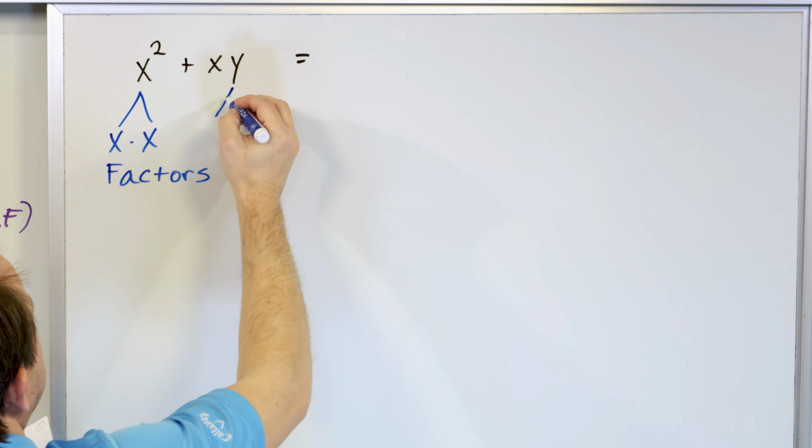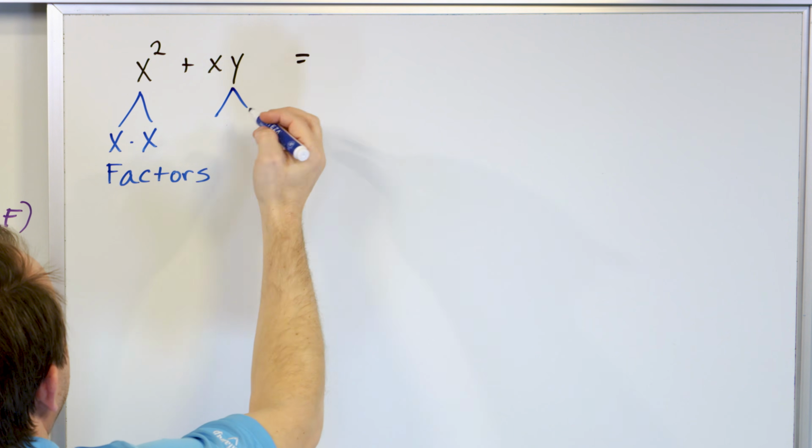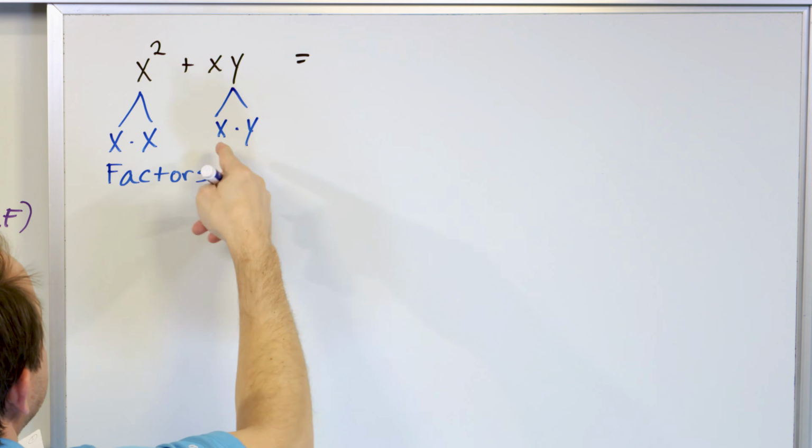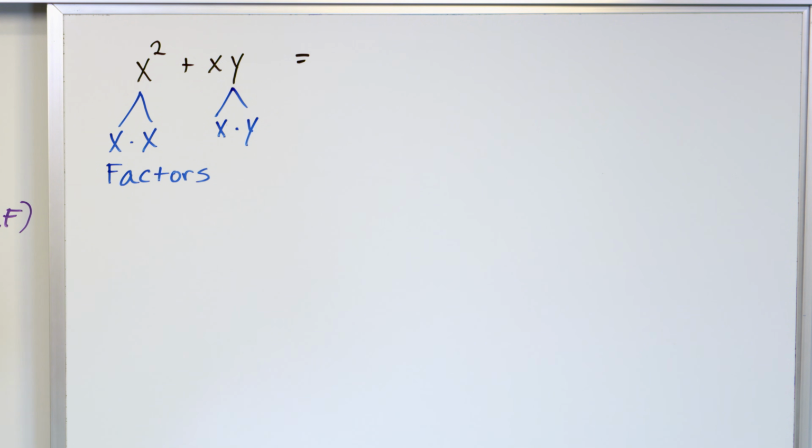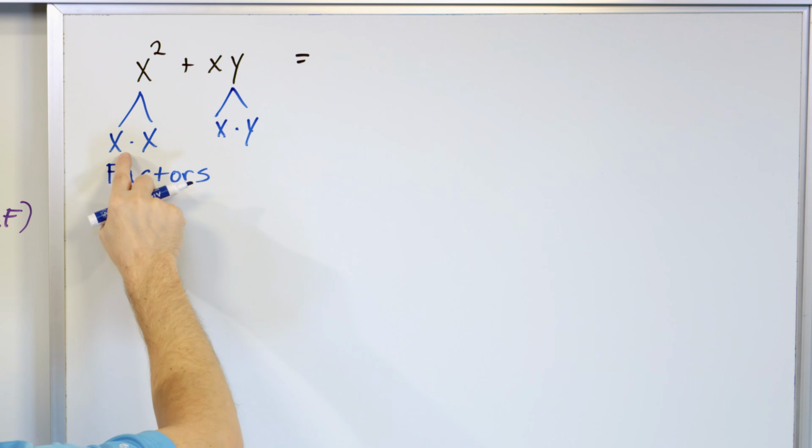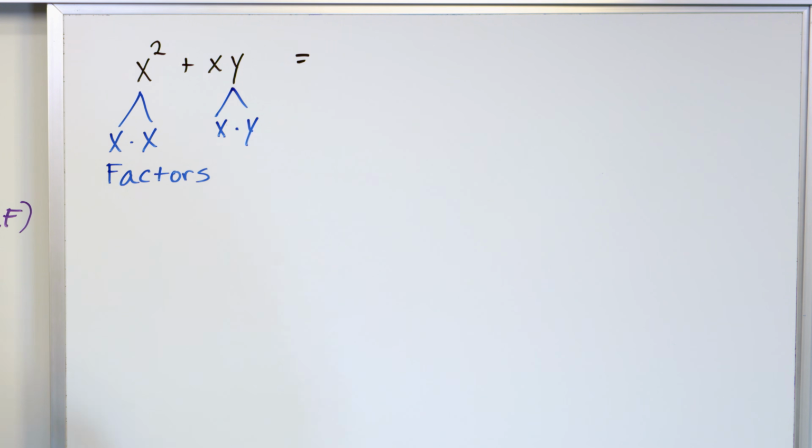And what are the factors of this thing? Well, x times y is pretty simple. It's just x times y. There's nothing else I can do simpler than that to write it down. And there are no numbers involved, so I don't have any of those. So the factors of this are just x times x. The factors of this are just x times y.